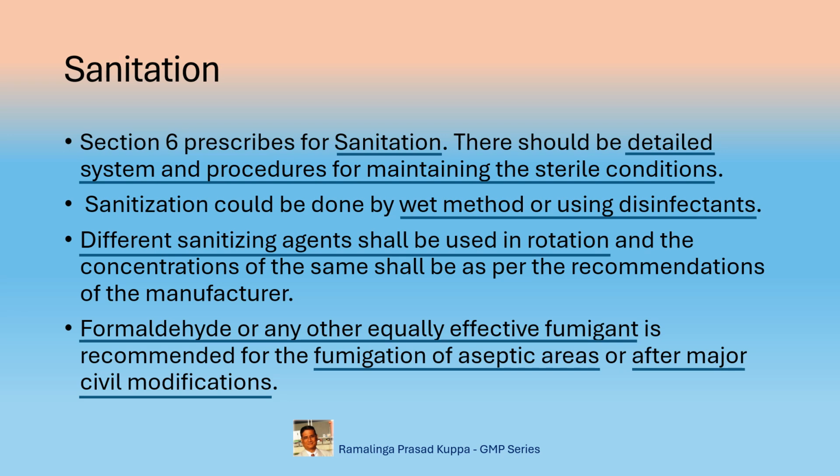There are other alternative fumigating agents available, but this is a time-tested method to sanitize the areas by fumigating with formaldehyde. In addition to routine fumigation, it is necessary to fumigate once again after any modification or changes to the civil structure or the equipment. Hand spray disinfectants should be used for personal hygiene before and after carrying out the sterile activity.